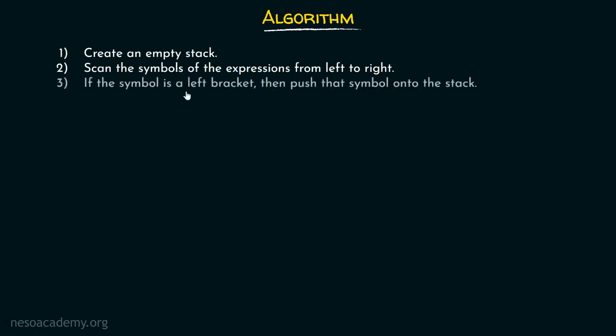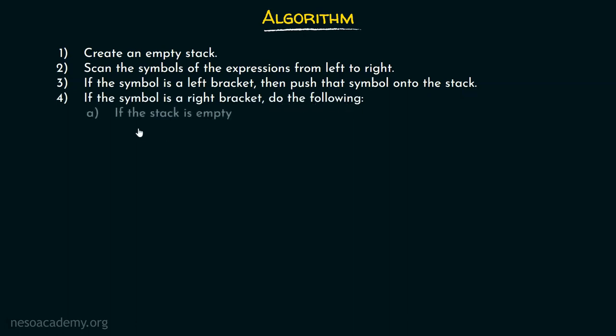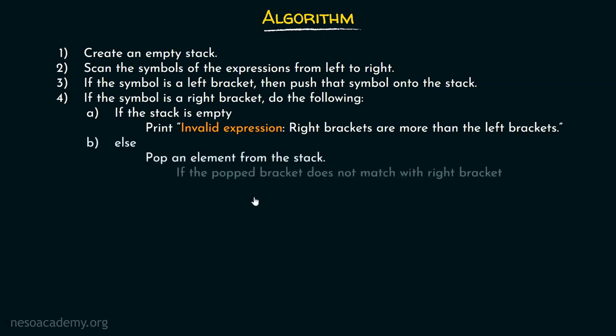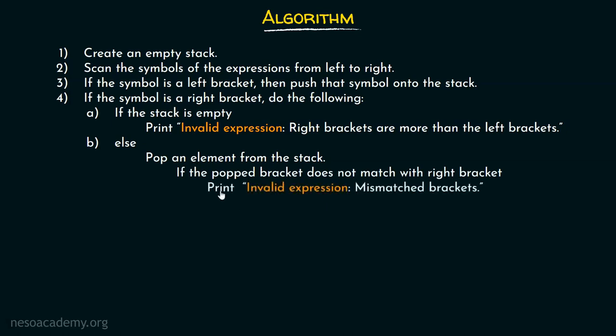After this, if the symbol is a left bracket, then push that symbol onto the stack. If the symbol is a right bracket, then we have to do the following. If the stack is empty, then we must print invalid expression, that is, right brackets are more than the left brackets. Otherwise, we must pop an element from the stack, and if the popped bracket does not match with the right bracket, then we must print invalid expression, mismatched brackets. Don't worry about the execution of this algorithm. Just focus on the steps.